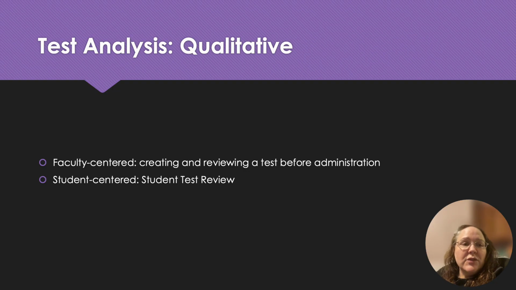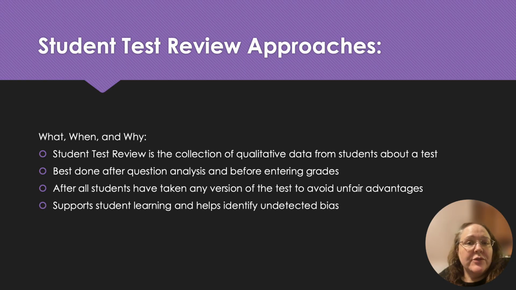Now let's switch things over to qualitative test analysis. There's 2 types. There's the faculty-centered, which is in the creating and reviewing of a test before administration. But let's focus more on the student-centered, which is a student test review. So student test review is the collection of qualitative data from students about a test. And Core 2026 tells us that that's best done after the question analysis and before entering grades, after all students have taken any version of the test to avoid unfair advantages, and supports student learning and helps identify undetected bias.